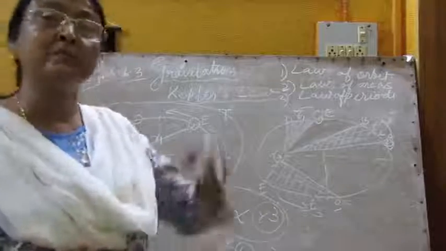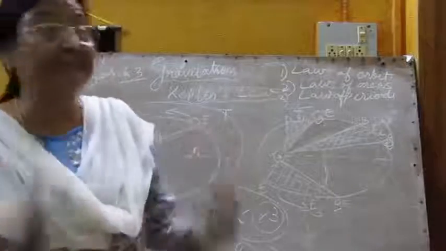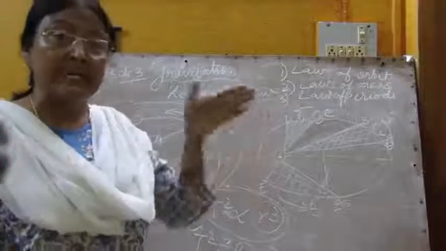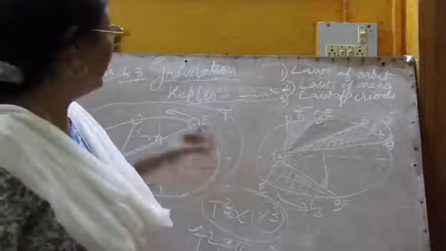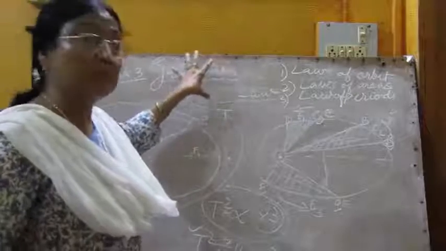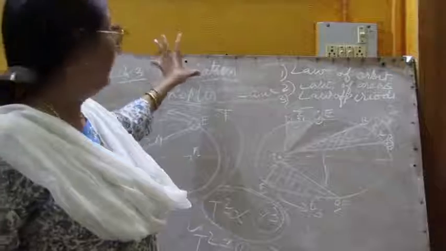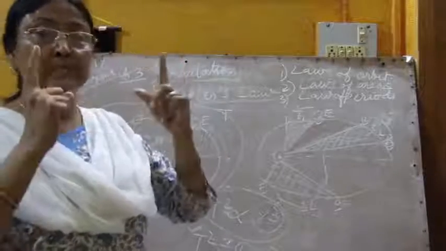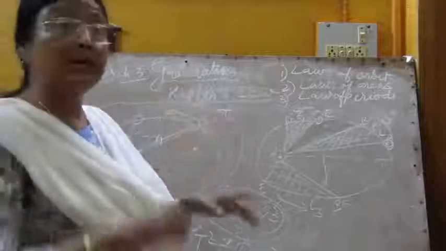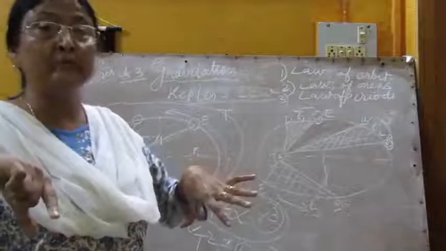Why? Because of gravitation. Gravitation means the attraction between two objects. This is the main basis of gravitation. Due to gravitation, all the objects in the universe are in motion in a systematic way.